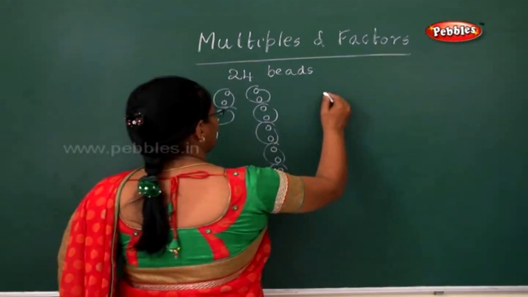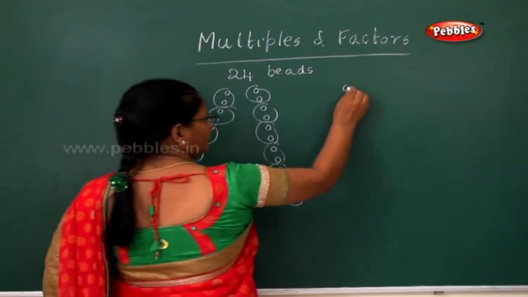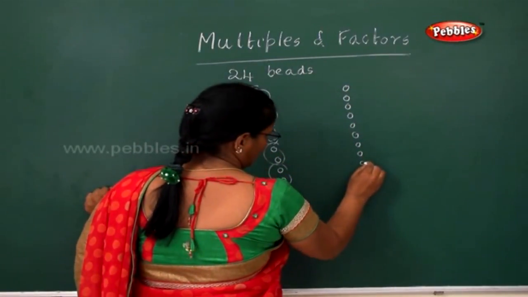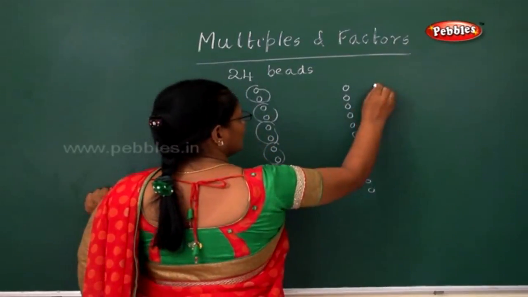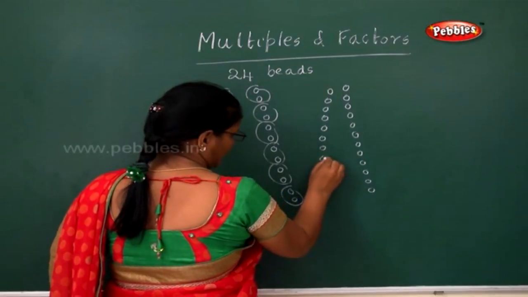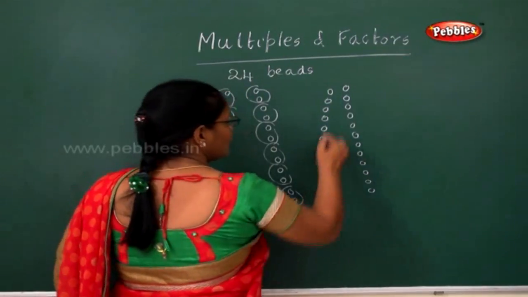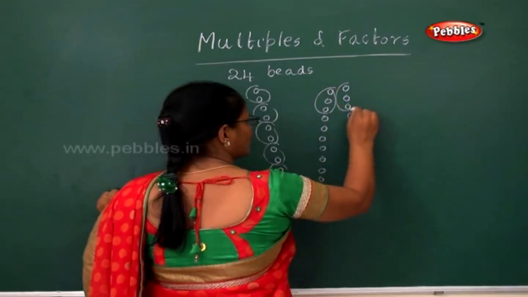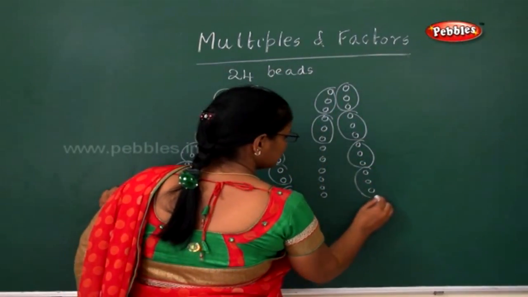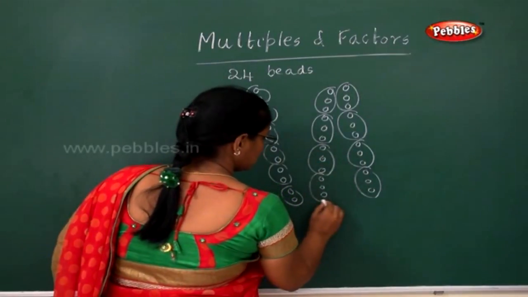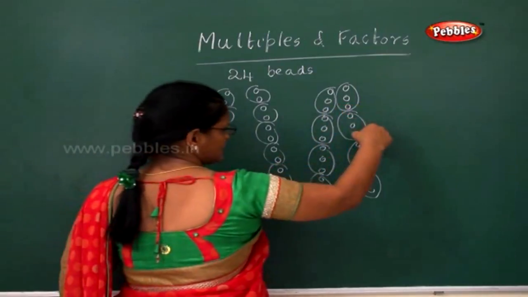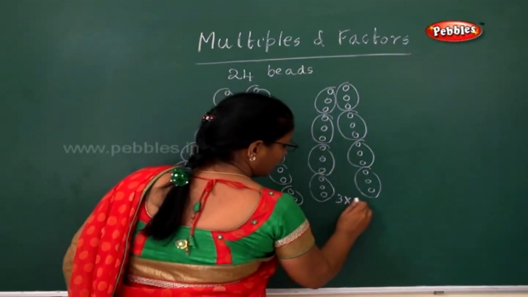Now another way also I can do it. I can divide into 3s also. 1, 2, 3, 4, 5, 6, 7, 8. So 3 eights are 24.